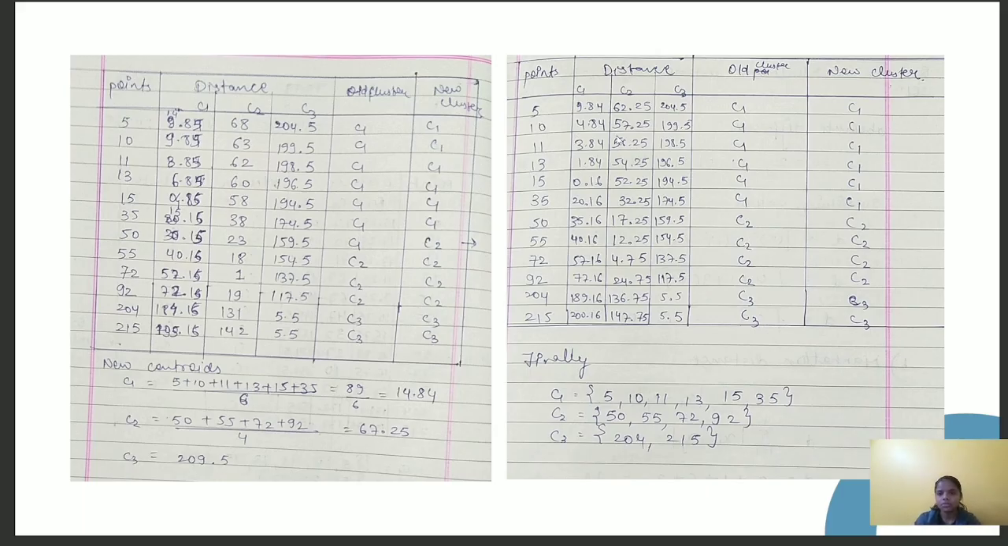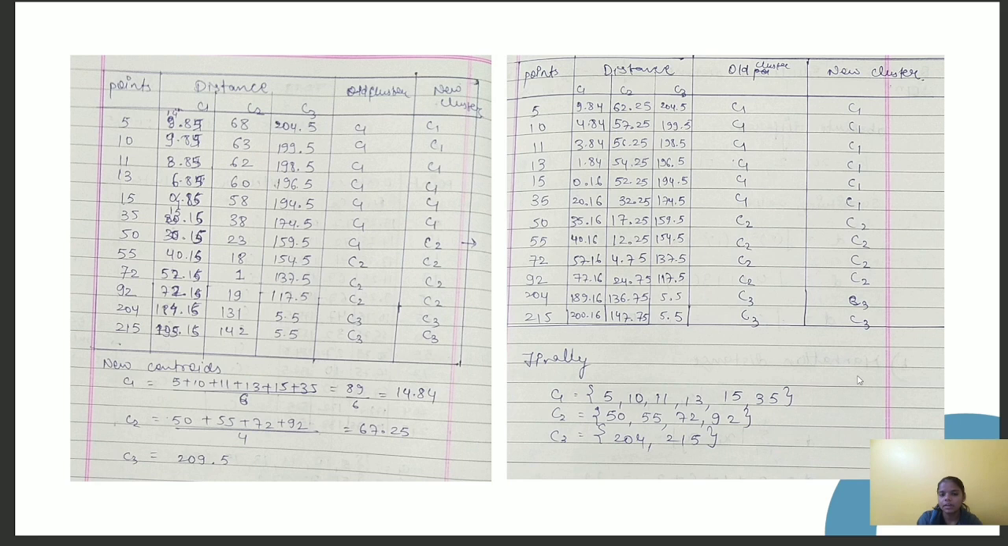So when we calculated our distance, here this will become our old cluster. Now comparing, 9.84 is the minimum value, so we will place 5 into cluster 1. Similarly, by performing all this, we finally get our new cluster. When we match our old cluster and the new cluster, we found that there is no difference.